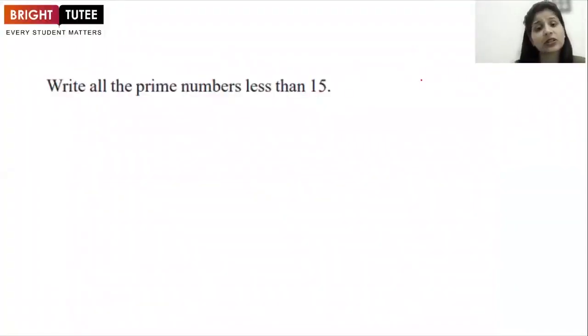We have to write all the prime numbers less than 15. So for less than 15, we write the numbers which have just 1 and the number itself as factors. Okay, let us start with 1. 1 is neither prime nor composite. Then we have 2. Yes, 2 has just 2 factors, 1 and 2. 3 has just 2 factors, 1 and 3.